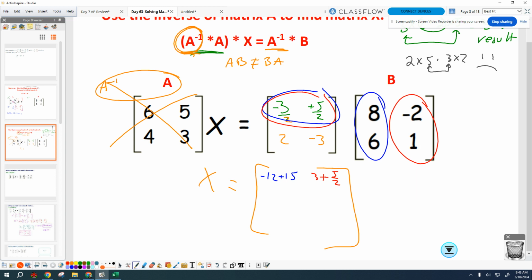Nick, how do I get the bottom left? Bottom left. 3 times 8 and negative 3 times 6. So 16 plus minus 18.